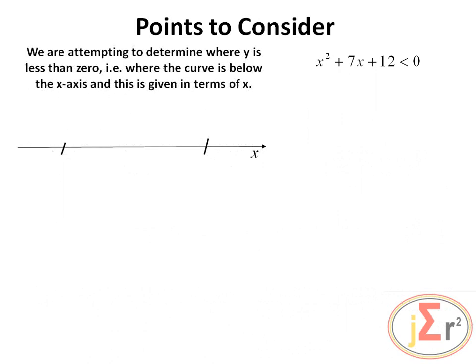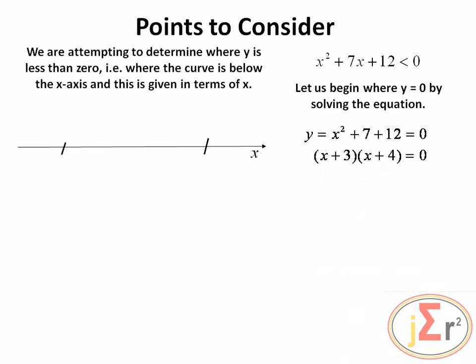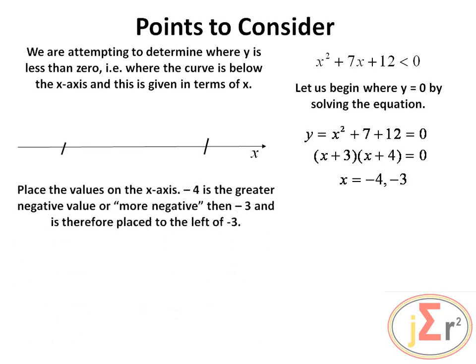We are attempting to determine where y is less than 0, that is, where the curve is below the x-axis, and this is given in terms of x. So let us begin where y is equal to 0 by solving the equation. Of course, we need to know where y is equal to 0. And no problem with that trinomial. X is equal to -4 and -3. So place the values on the x-axis. -4 is the greater negative value, or more negative than -3, and is therefore placed to the left of -3.